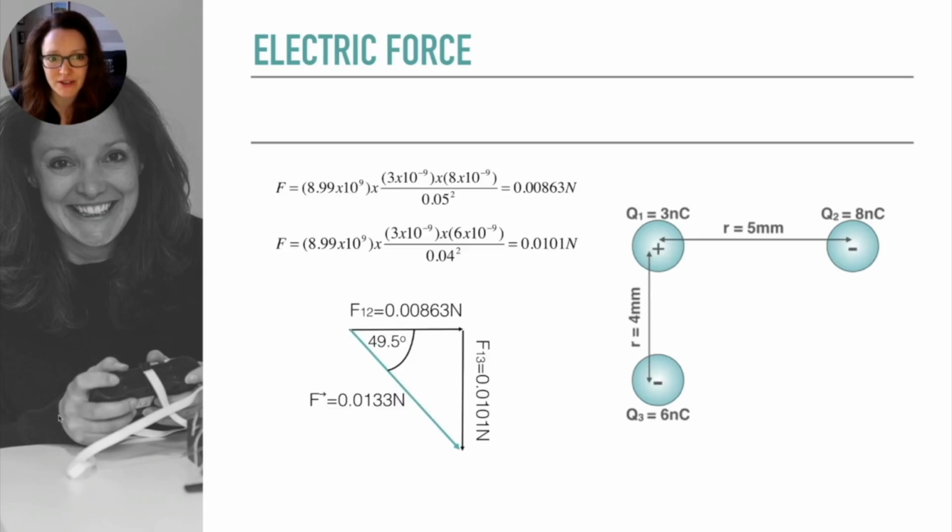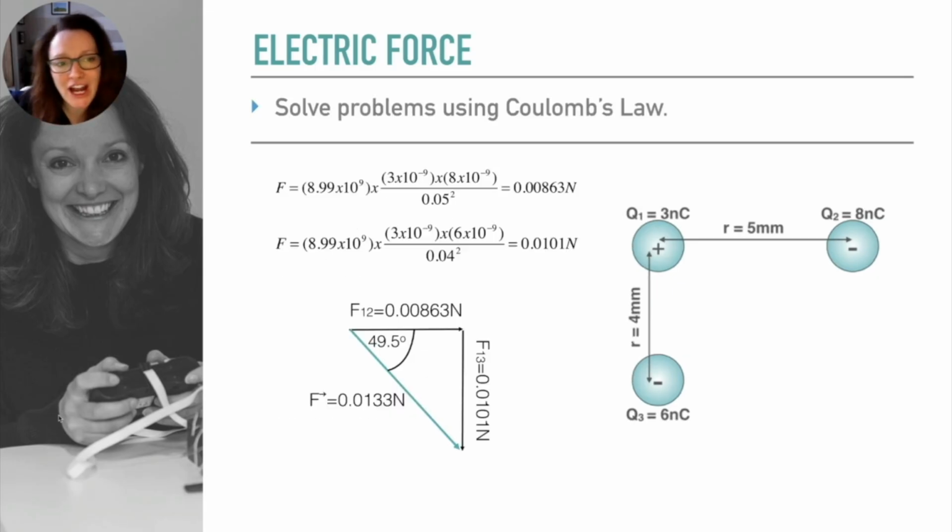So let's look at the answer for that then. How would we do that? Well, you'd have to find the force on Q1 by Q2 first. And you can see the top sum here does that. We have our constant of proportionality because it's free space, 8.99 times 10 to the 9. We have Q1, which is 3 nanocoulombs, times Q2, which is 8 nanocoulombs, divided by the distance between them squared, and that gives us a force of 0.00863 newtons.